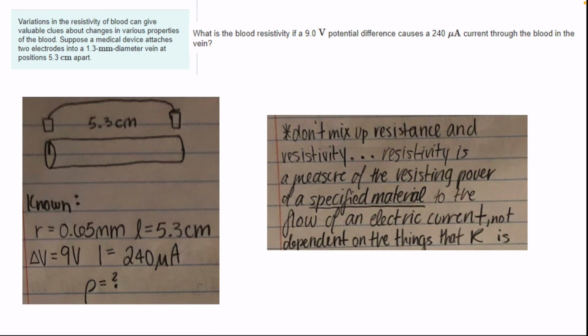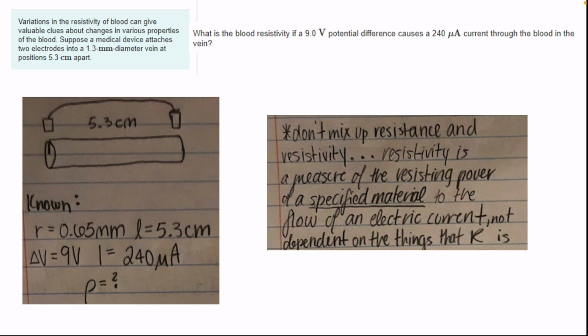So this problem states variations in the resistivity of blood can give valuable clues about changes in various properties of the blood. Suppose a medical device attaches two electrodes into a 1.3 millimeter diameter vein at positions 5.3 centimeters apart. And the question is wanting us to solve for the blood resistivity if a 9-volt potential difference causes a 240 microampere current through the blood in the vein.